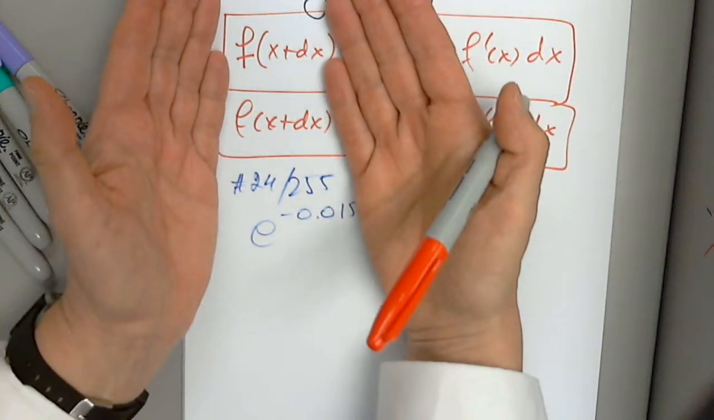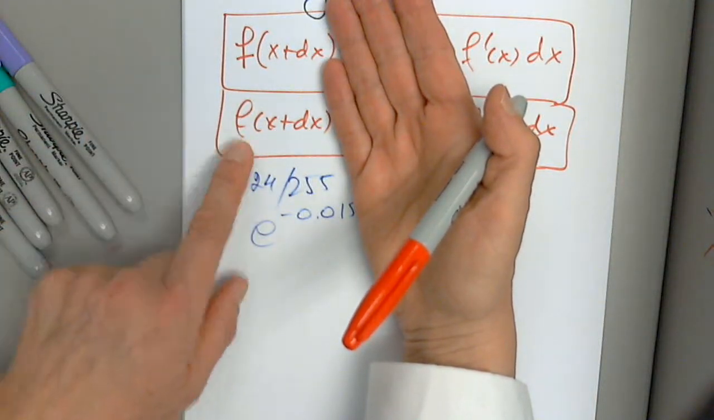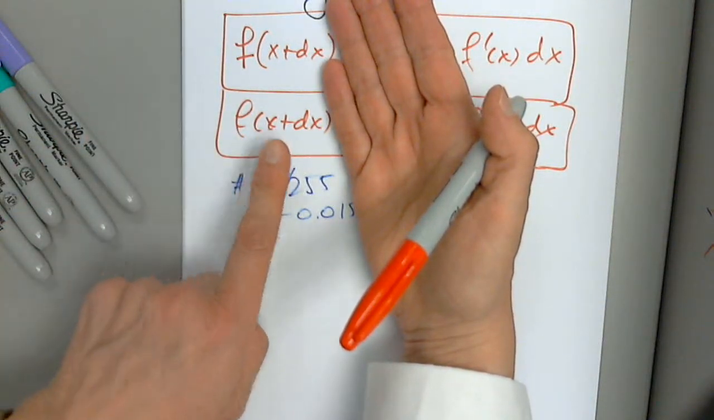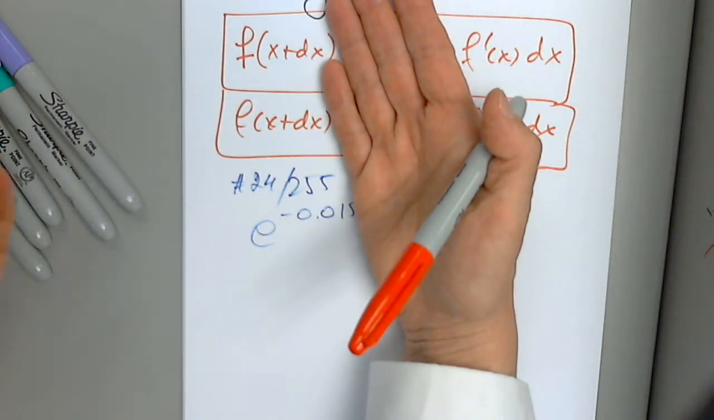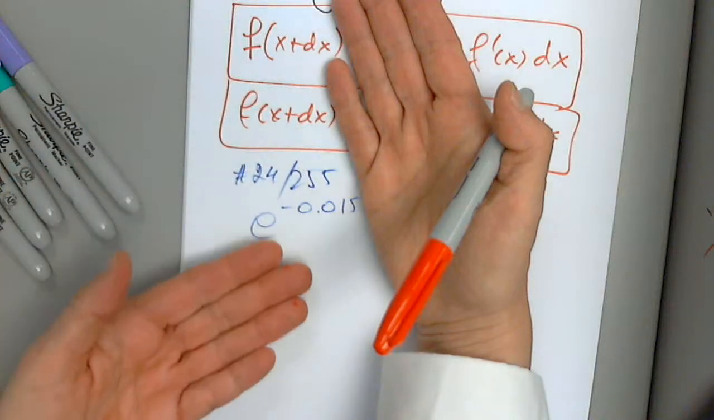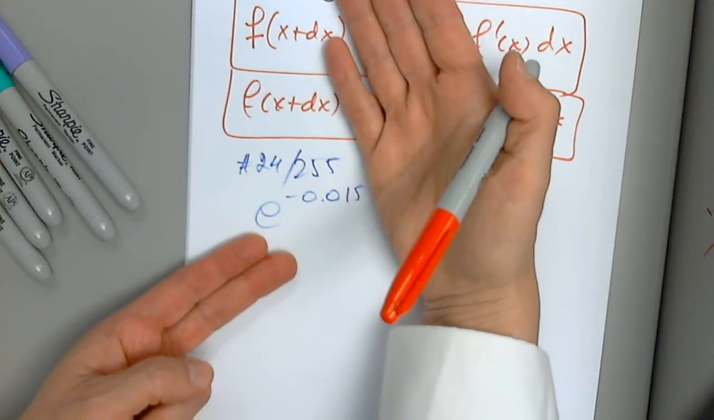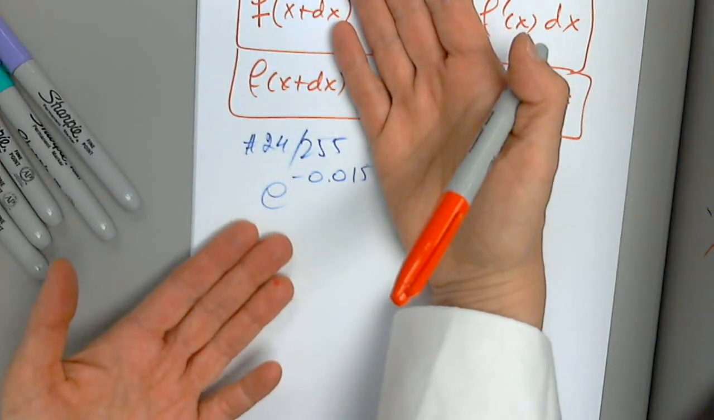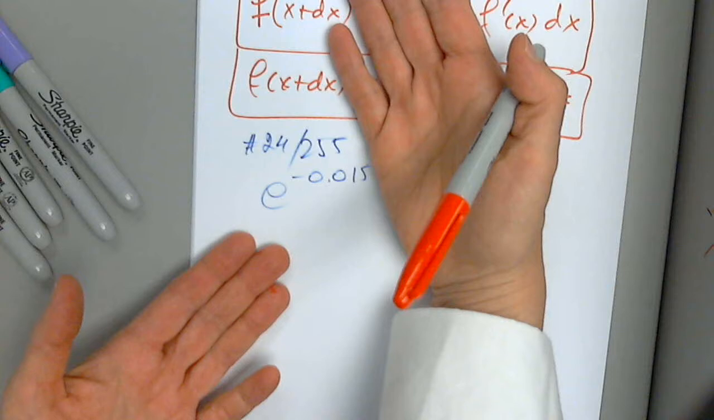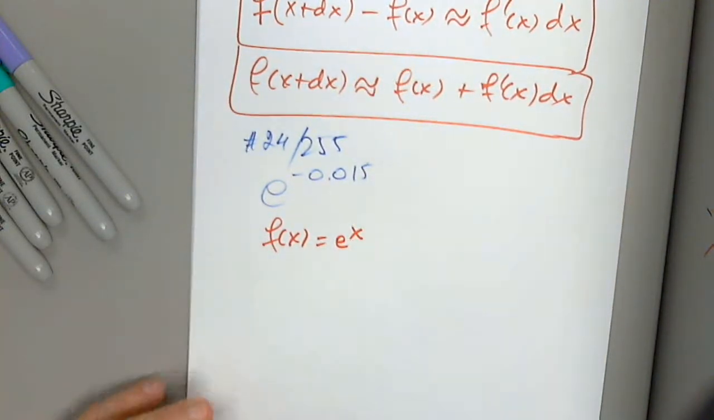So the left-hand side is this. I have to identify the function. I have to identify what x is, and I have to identify dx. And then the rest will follow. So looking at comparing these two, what will you say the function is? Is it tangent? Is it sine? Is it a cubic? Is it a log? It's an exponential. Very good. So the function is definitely e to the x.